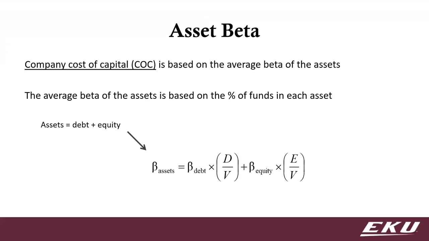So for our company, when we're trying to calculate the cost of capital, it would basically be, well, what is the beta of all these different assets? Because the firm is made up of these assets. And so you could look at that as, well, I know the beta of the assets is going to be the beta of the debt and the beta of the equity, weighted based upon how much of the firm is debt and how much of the firm is equity.